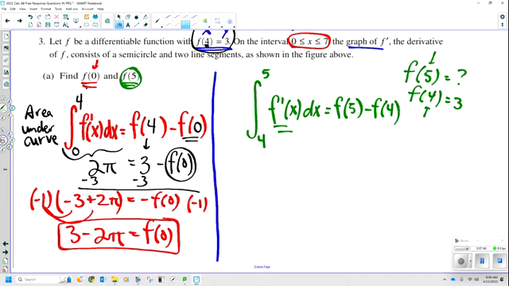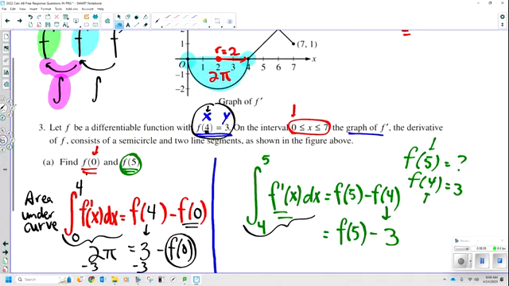Again, this is such a huge concept to just know and understand. It will pop up, definitely, multiple times. All right? Again, I'm trying to find f of 5 that will stay the same. Minus, we know this is 3, that's given to us. All right, well, let's just find out the area under the curve from 4 to 5.